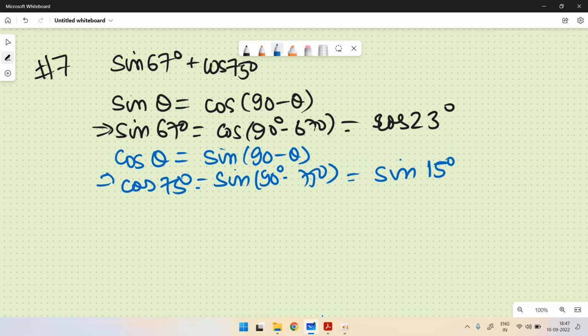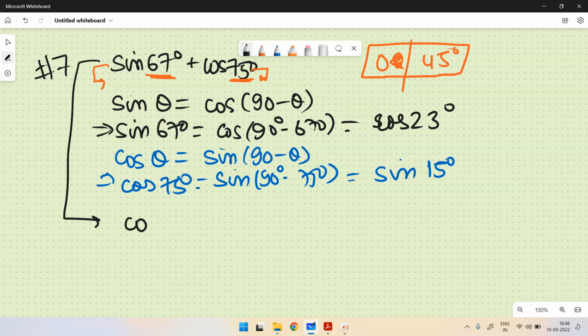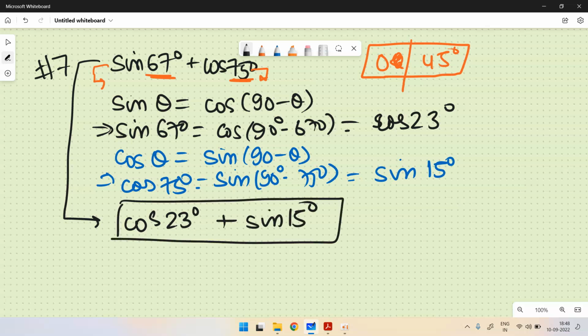Now why have I chosen this? The question says you need to express this value in the range 0 to 45 degrees. In this range you need to have the value of theta. You can see that both 75 degrees and 67 degrees are greater than 45. So the only solution left is to convert this sine into a cos term and this cos into a sine term. Now if I finally substitute the values, sine 67 is cos of 23 degrees plus cos 75, which is sine of 15 degrees. This is my answer.